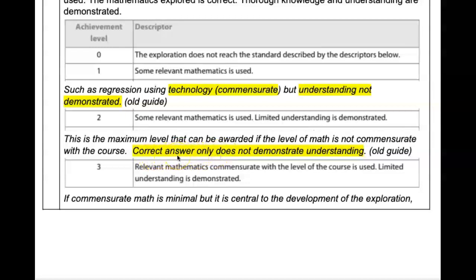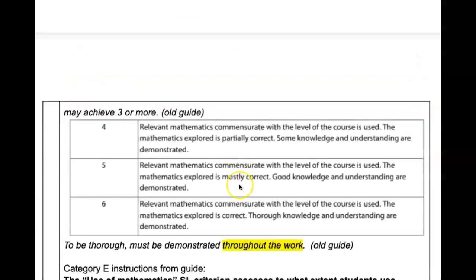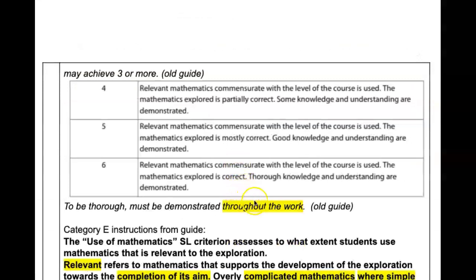Make sure you understand that demonstrating understanding is not getting the correct answer. In fact, you could get the wrong answer and show understanding by recognizing that you have a wrong answer, right? A correct answer helps, but just getting the correct answer and not showing work shows no understanding, okay?